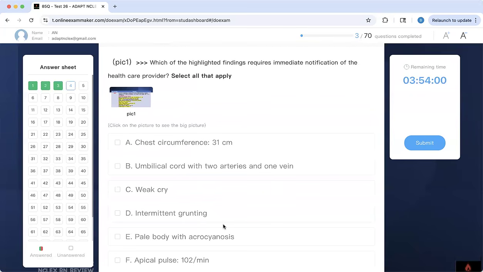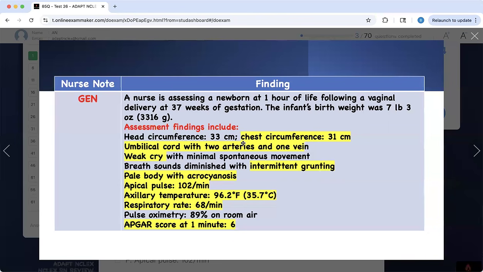Which of the following highlight information require immediate notification of the healthcare provider? That means bad problem. Select or apply. This is the problem. A nurse is assessing a newborn at 1 hour following a vaginal delivery at 37 weeks of gestation. Newborn nursing.